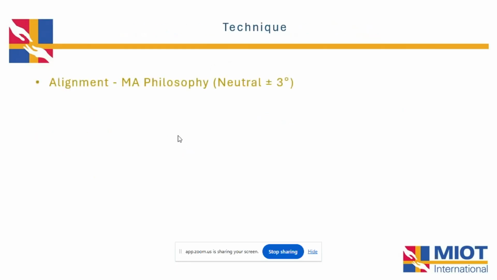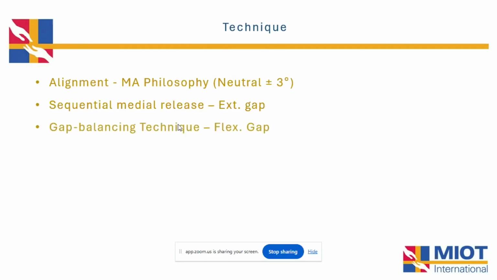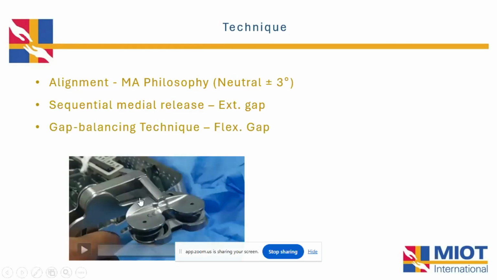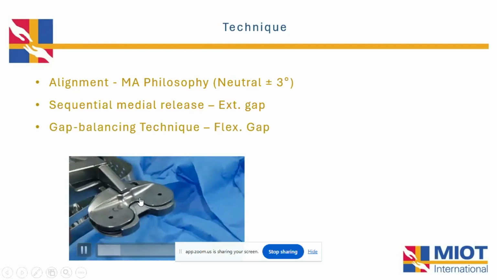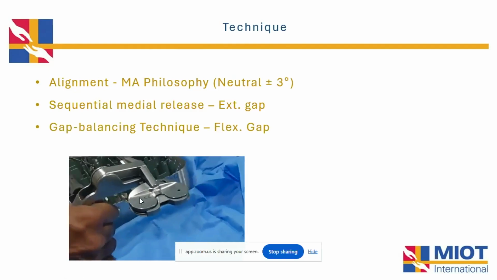Now, coming to the technique, I have always followed the mechanical alignment philosophy. We aim for neutral alignment, plus or minus 3 degrees. The same goes for the implant component position. For coronal alignment, we did sequential medial release, as we classically do, to balance the gaps in extension. Since it is a varus knee, to balance the gaps in flexion, we used the gap balancing technique. And we all know that with the robot, we use this spring tensioner to open up the gaps so that the computer can measure them.